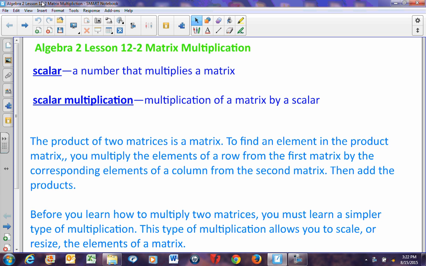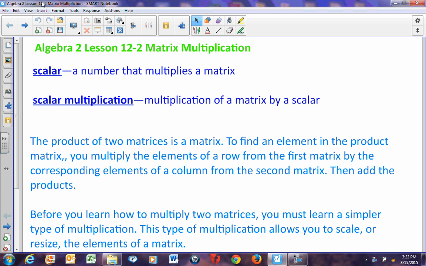One type of matrix multiplication is multiplying by a scalar. A scalar is a number that multiplies a matrix, which in other words means you just take a matrix and multiply it by a single number. Very simple to do, really easy, really straightforward. Scalar multiplication is multiplying a matrix by a scalar.